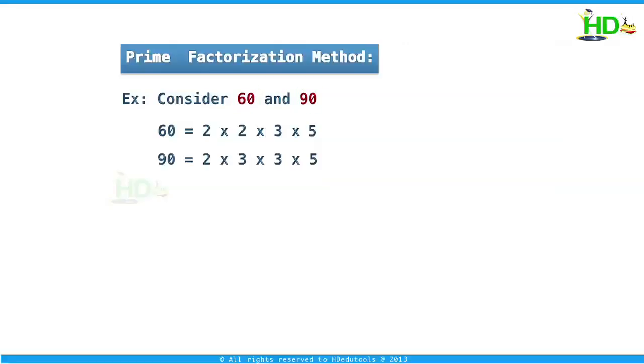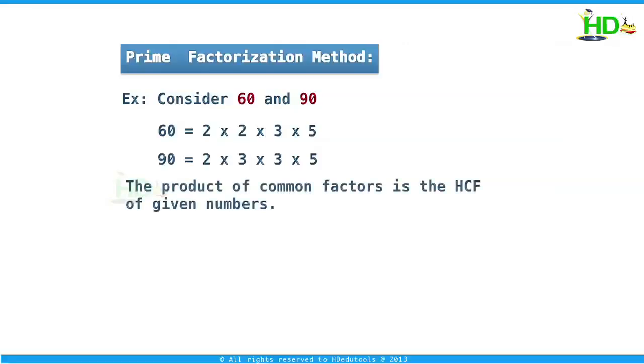Here the common factors are 2, 3 and 5, and the HCF is given by the product of common factors. The product of common factors is the HCF of the given numbers. Therefore, HCF is equal to 2 into 3 into 5, that is equal to 30.